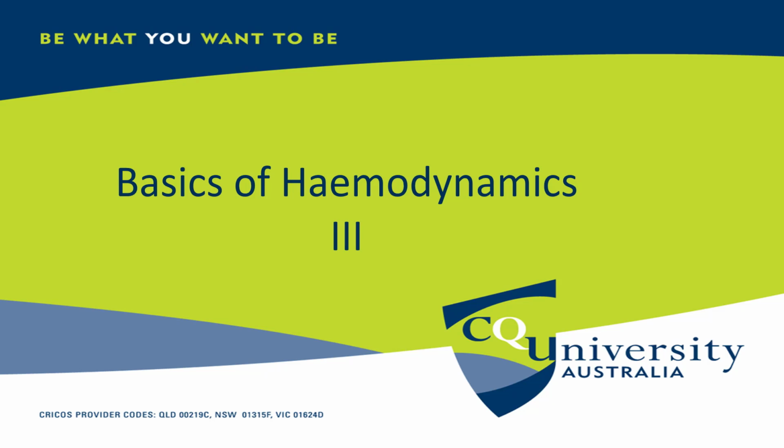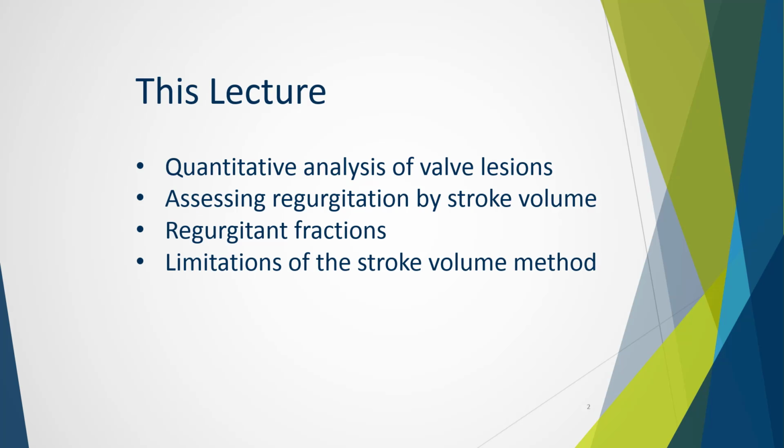Hello and welcome to our third installment on the basics of hemodynamics. With this lecture, we'll explore why we perform quantitative analysis, or measurements, to assess regurgitation over qualitative analysis, which is basically visual estimates. We'll use the stroke volume method to assess regurgitation and work through an example in a clinical setting. And the stroke volume calculations can be further derived as regurgitant fractions, which is another way to demonstrate severity.